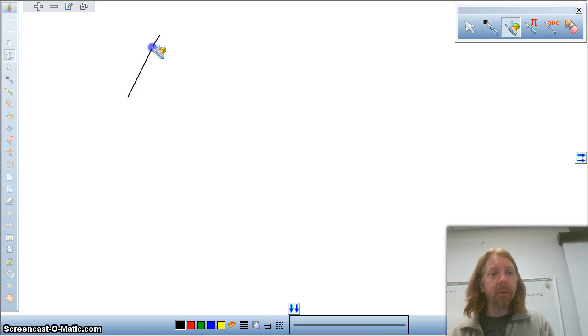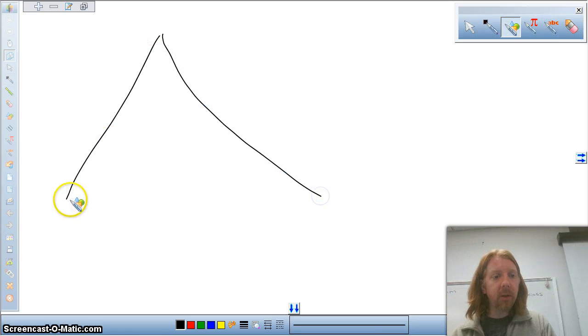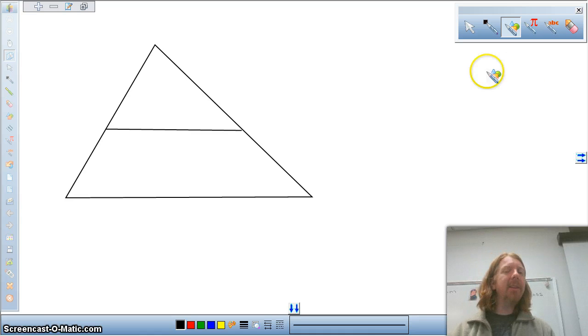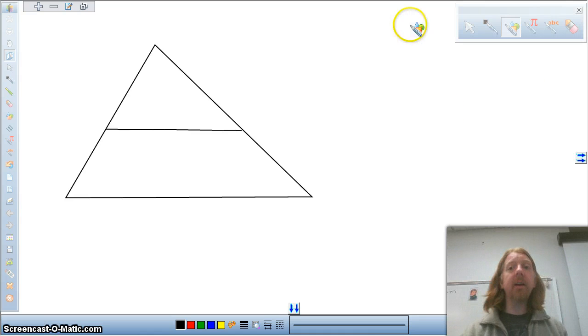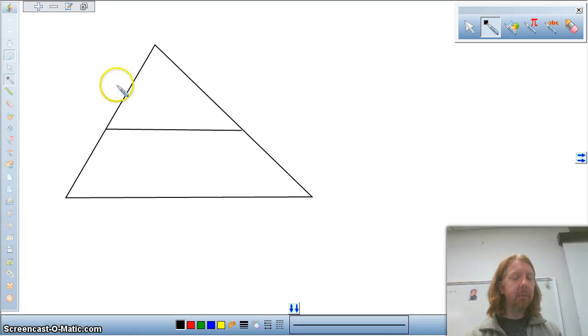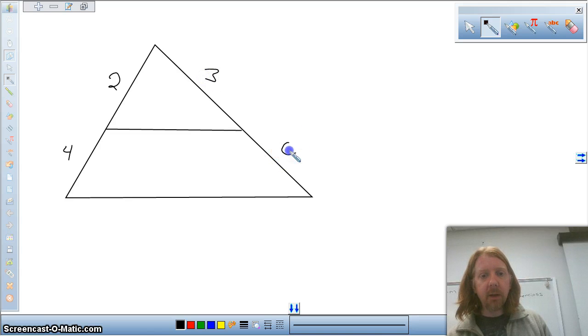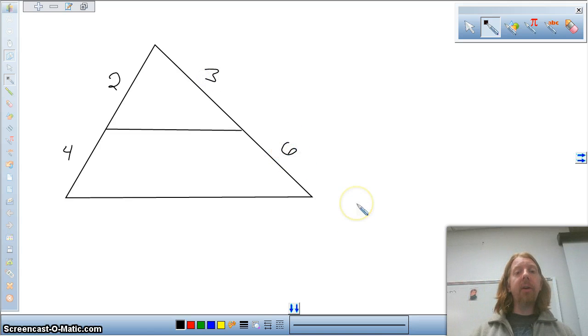So a common example you'll see is one that uses a triangle with a parallel line in it. So there's a line right there. Actually, let's not even say it's parallel. Let's just say the line's there. And we'll put some measurements on here. So maybe we'll put a 2 and a 4 and a 3 and a 6 there. So we've got that as our figure.